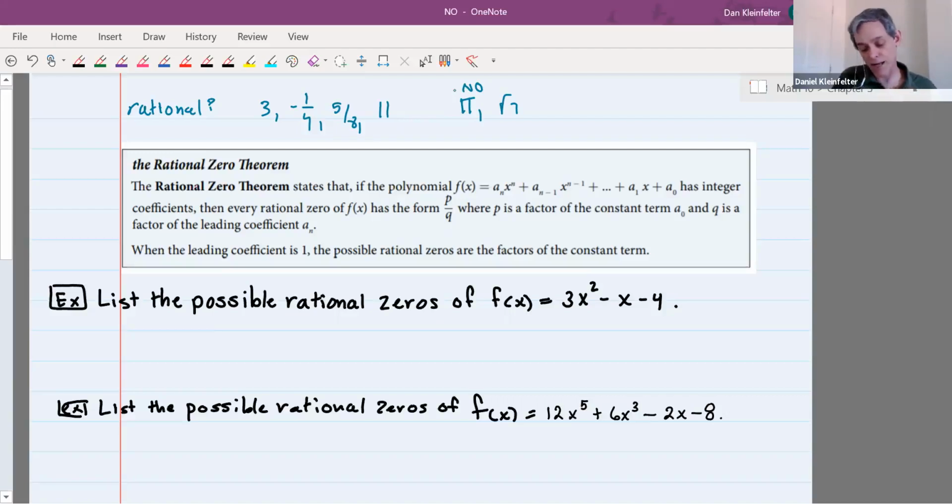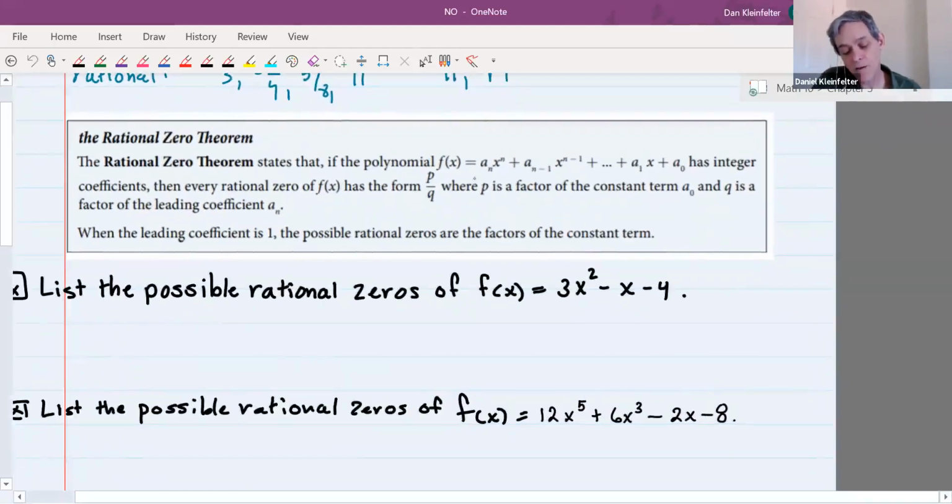So what the rational zeros theorem says is, if you have a polynomial, written here in formal language, a sub n x to the n, so the degree is n, and a sub n is the leading coefficient. A sub n x to the n is the first term, a sub n minus 1 x to the n minus 1 is the second term, and so on, all the way down to a1 x plus a0. If it has integer coefficients, that means all the aj's are integers.